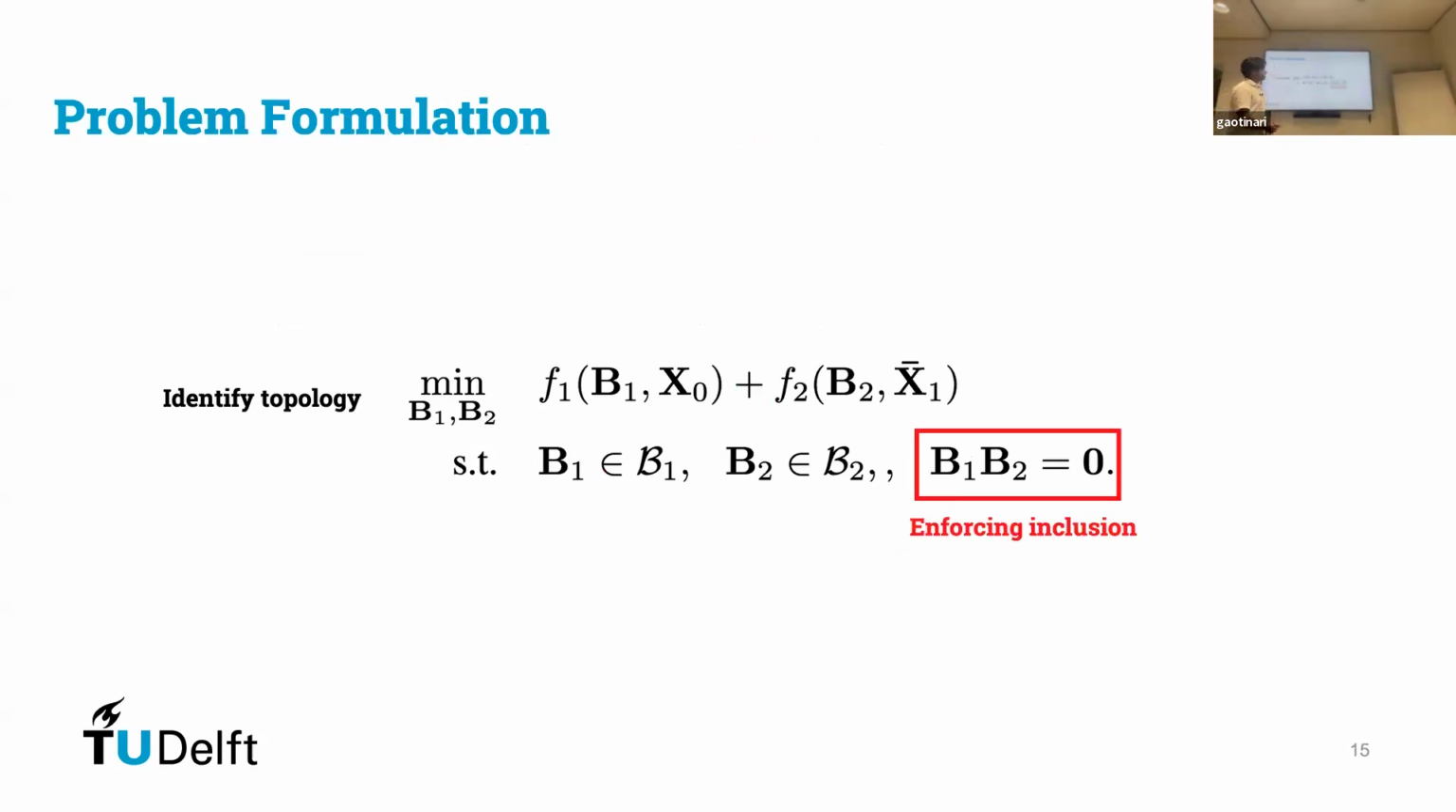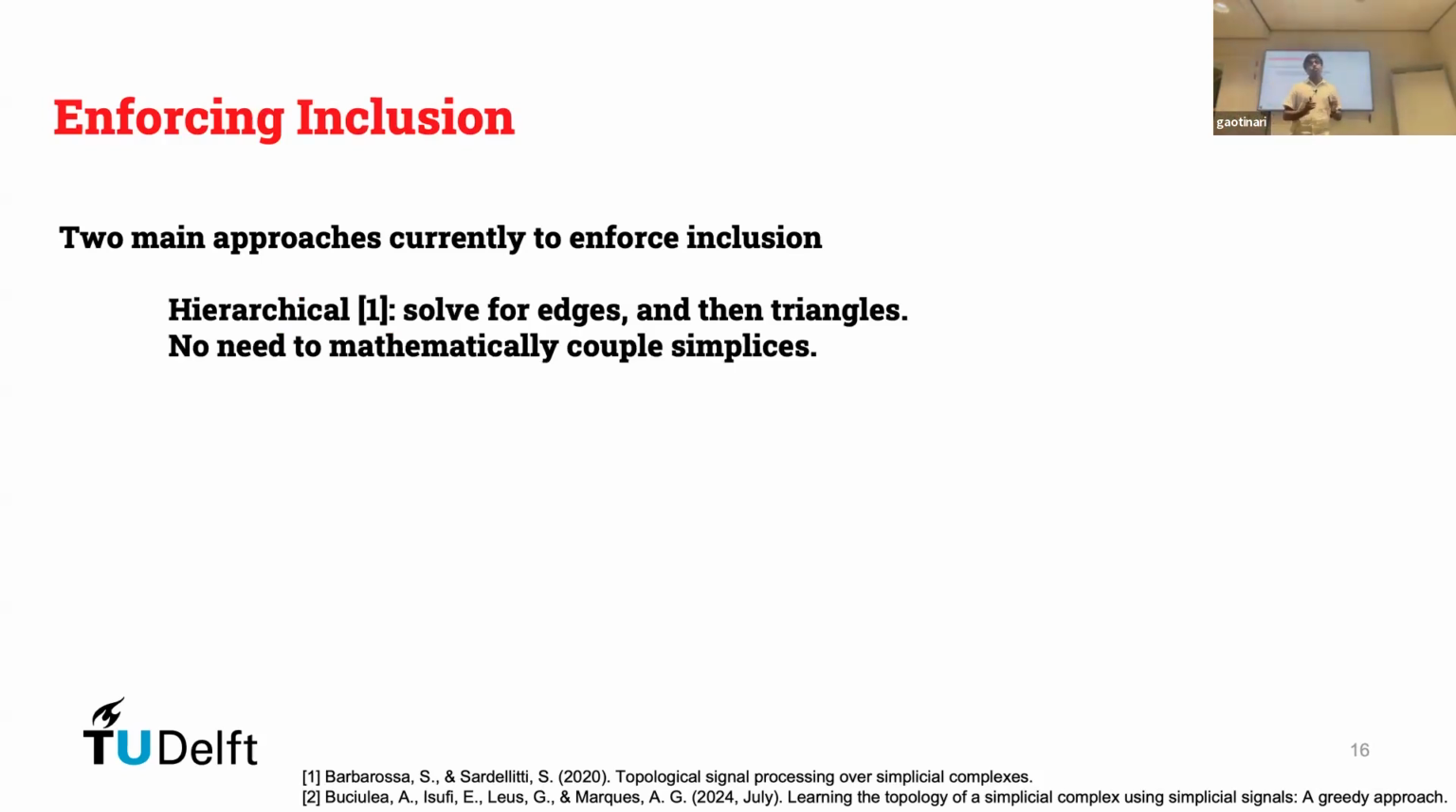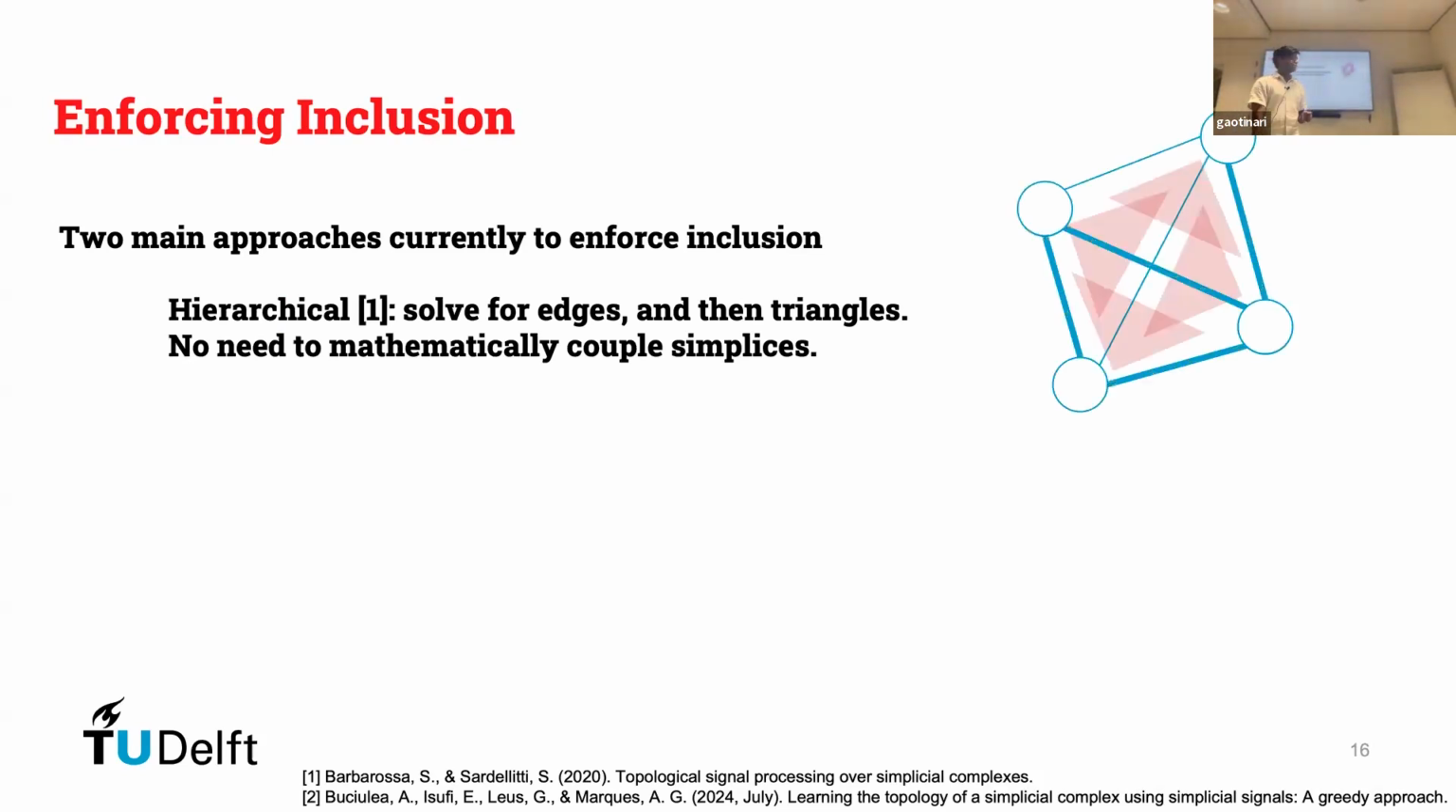Now, this is the crux of the work: enforcing inclusion, right? We need to ensure that the complex we learn is indeed a simplicial complex. There are two main approaches currently followed to maintain inclusion. The first is hierarchical. I will solve for my edges, and then I will see which triangles are possible, and only one is possible here, and I will just fill it up. Of course, only one was available here, so we filled up one, but you must fill in a certain number from the set of feasible triangles.